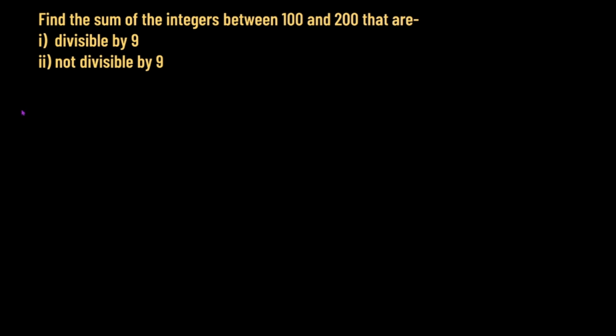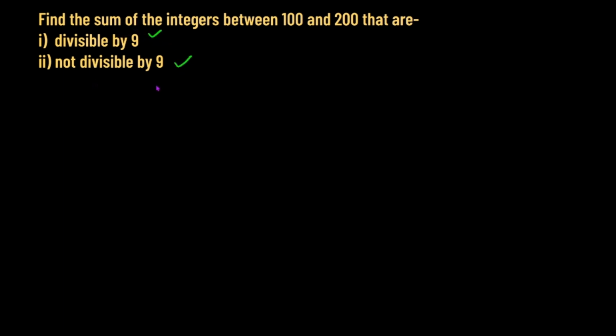Today we will see a very interesting problem. Find the sum of the integers between 100 and 200. So we need to find the sum of the integers between 100 and 200 that are divisible by 9 and that are not divisible by 9.